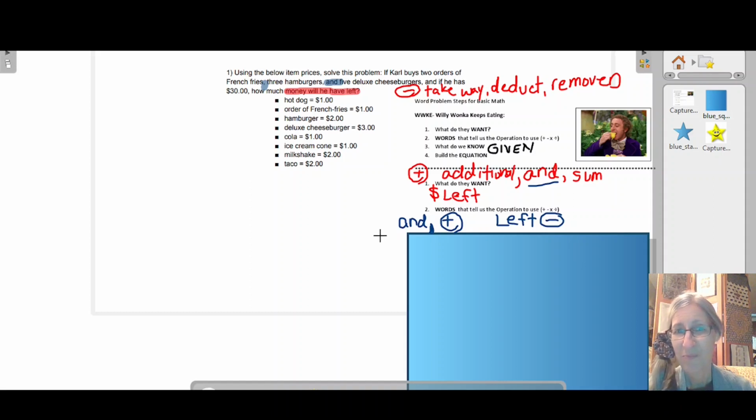Good job. So this looks like a problem that has addition and subtraction in it. So it's kind of a two-step problem. But that's okay. We can do it. So let's move on.